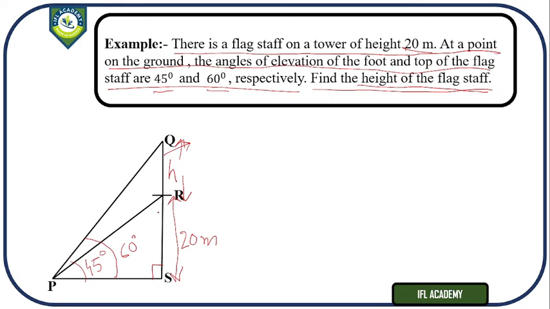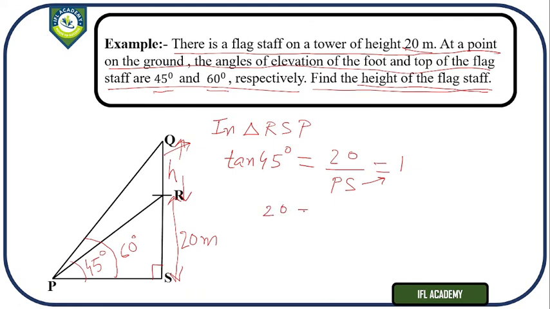So now in right angle triangle RSP, tan 45 degree will be equal to perpendicular upon base. Perpendicular is 20 upon base is PS, and the value of tan 45 degree is 1. So this will be equal to 1, cross multiply. So 20 will be equal to PS. So the value of PS is 20 meter.